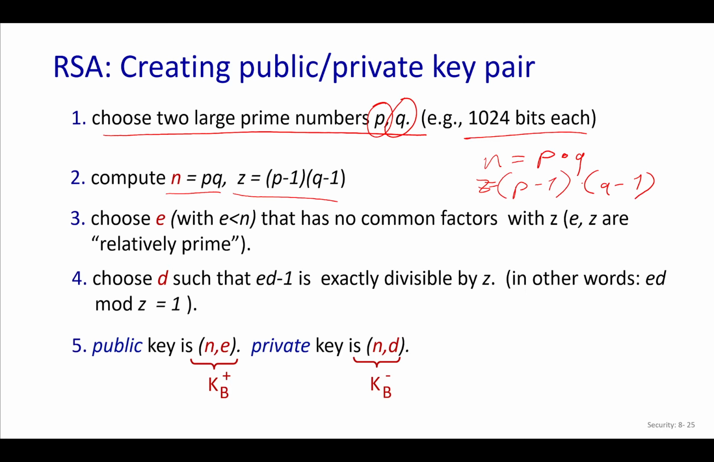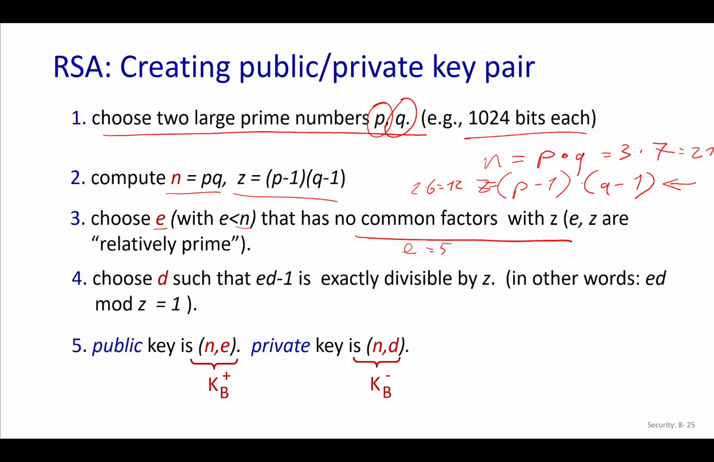And then we select e, smaller than n, so that it has no common factors with z. So it has no common factors with this. Let's take an example. Let's take p equals 3 and q equals 7. Then n is 21, and z is 2 times 6 equals 12. So one element we could take would be 5, because 5 has no common factors with 12.